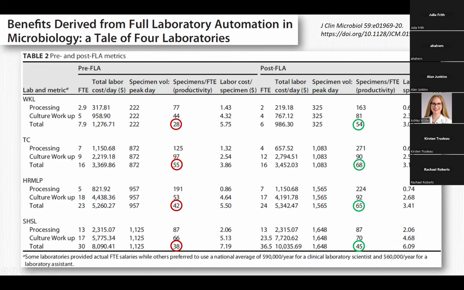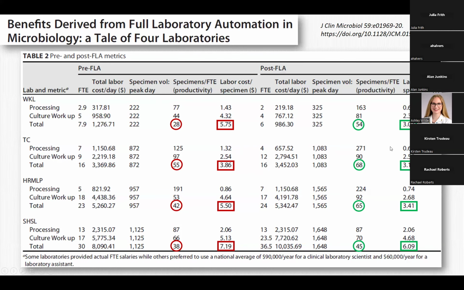This is before they had WASPLab. You can look at how many specimens per FTE total. And you can see that's how many specimens one person could work up in one day. Seems kind of low to me, but okay, I'll go with that. After WASPLab, everyone had this nice increase in the number of specimens that they could work up per FTE. Okay, if you looked at the labor cost per specimen, there was a decrease in labor costs per specimen in every one of these laboratories.